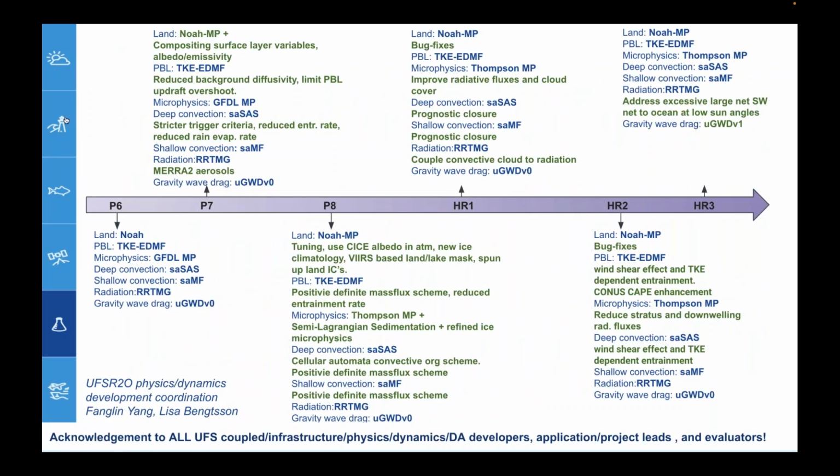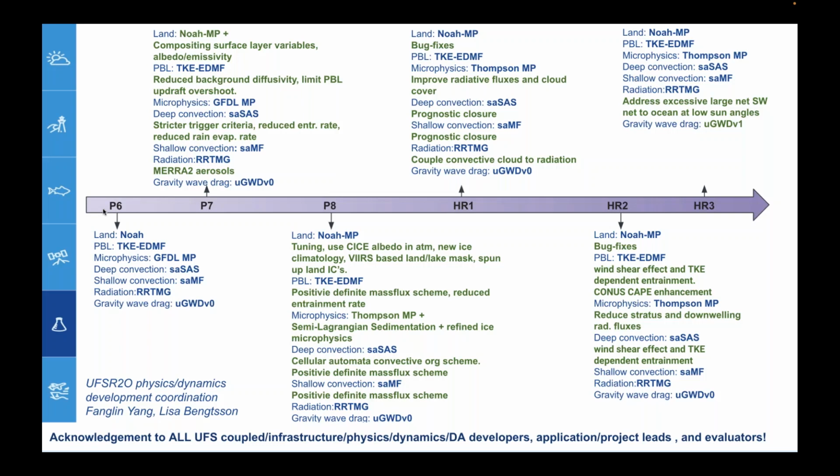So this slide is rather busy. I'm not going to go through all the details here, but just to give you an idea of the physics updates that have been introduced into the UFS coupled prototypes during this prototype process. So prototypes 1 through 5, if you look at the left side here, they were using GFS version 15 physics. Then in prototype 6, the GFS version 16 physics suite was introduced.